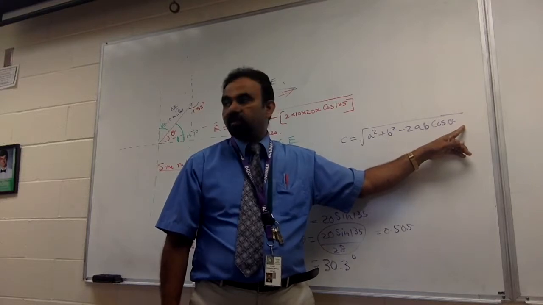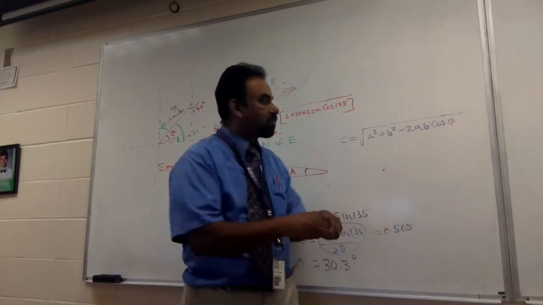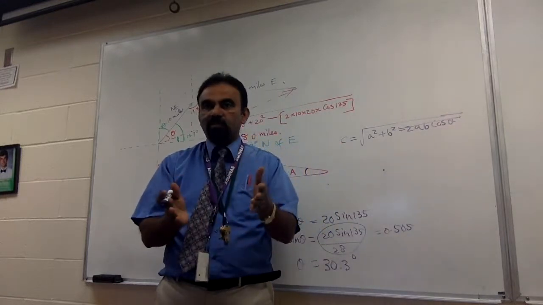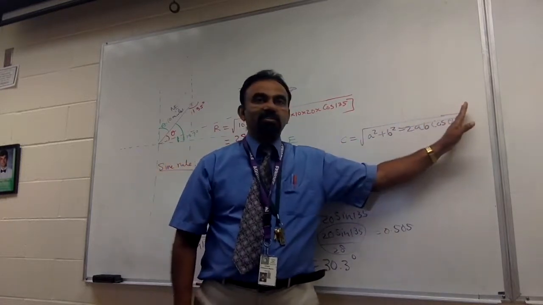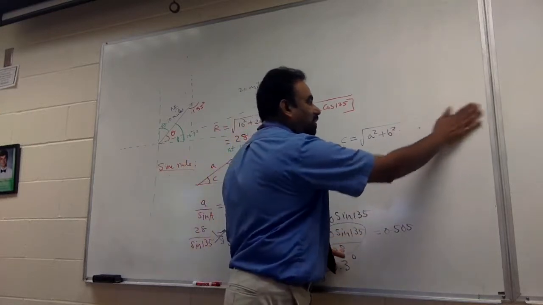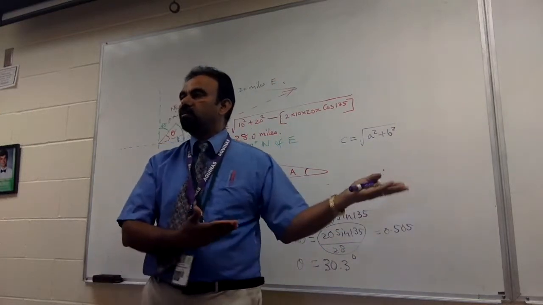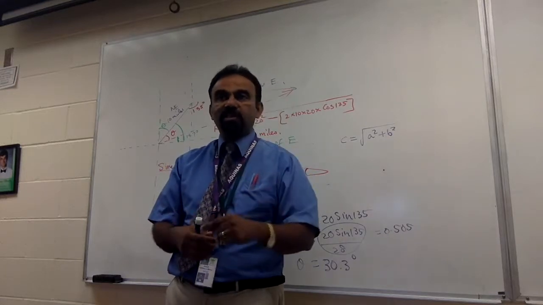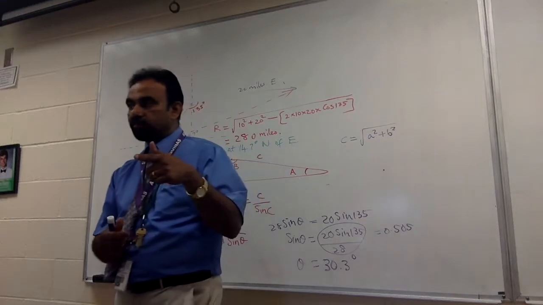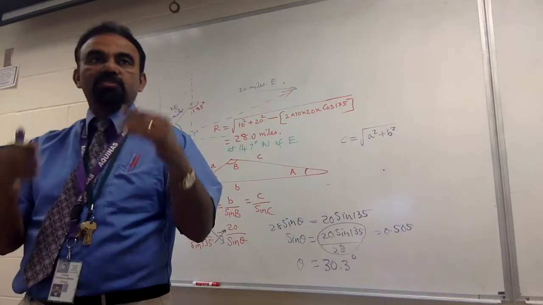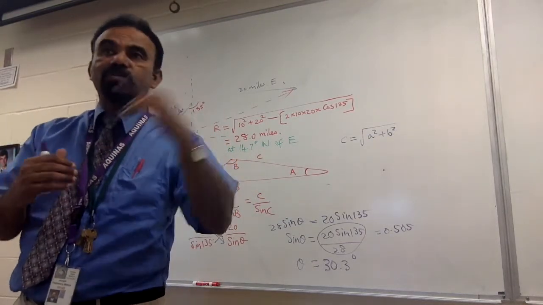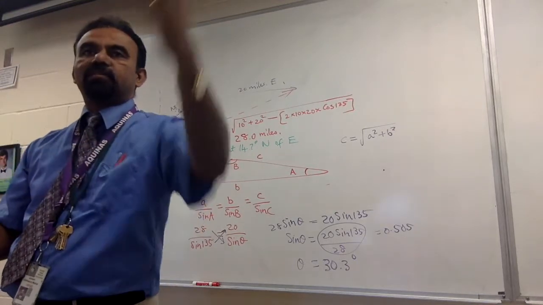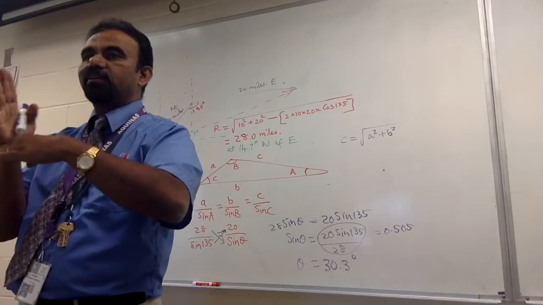Cosine 90 is 0, which means this entire thing vanishes. When the angle is 90 degrees, this whole thing vanishes. If the whole thing vanishes, what is left? Pythagorean theorem. So the Pythagorean theorem is just a special case of the cosine rule. You get it? The cosine rule is a general rule to find out the third side. But if you have a right angle, then it makes it easier.